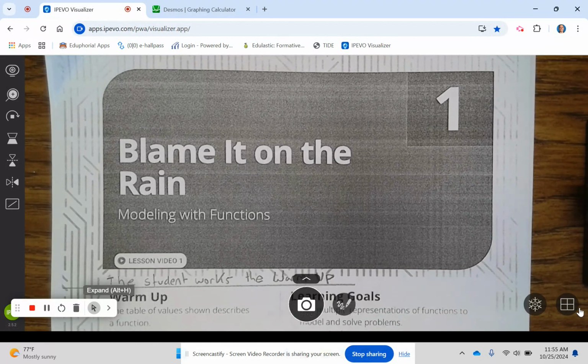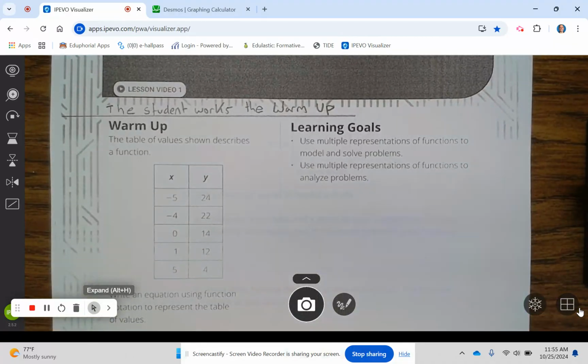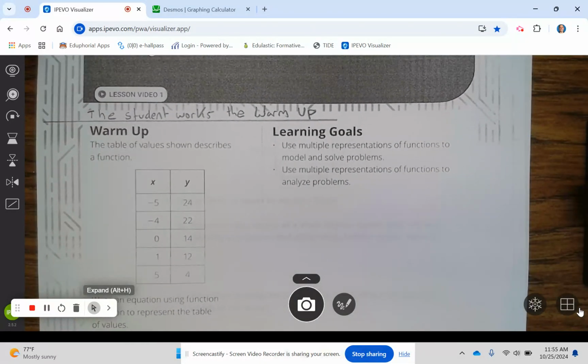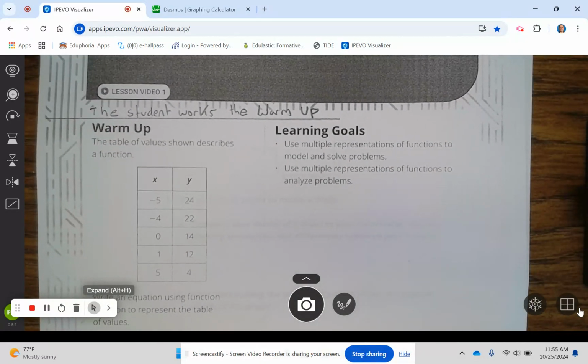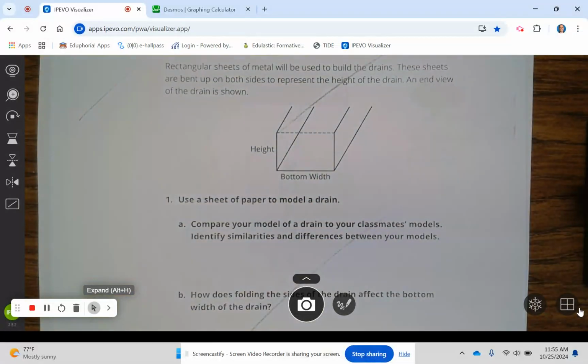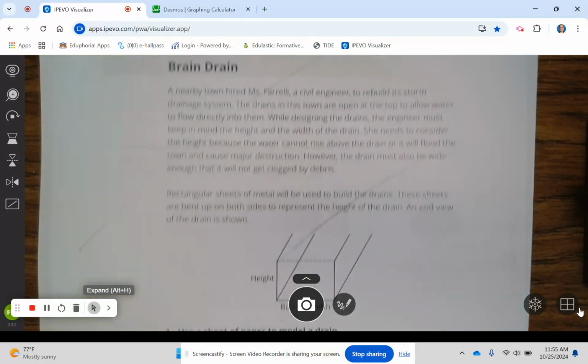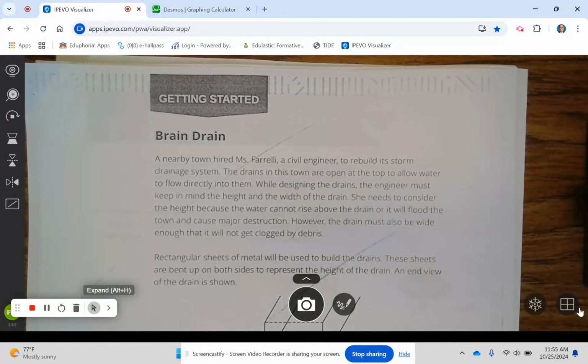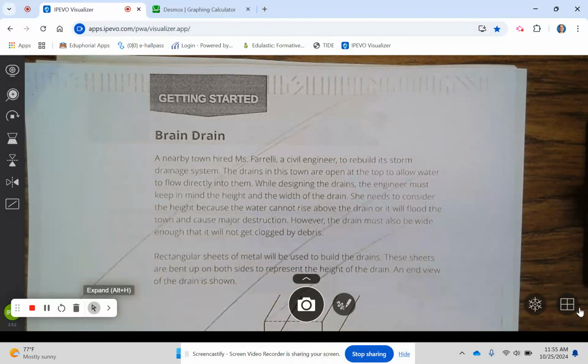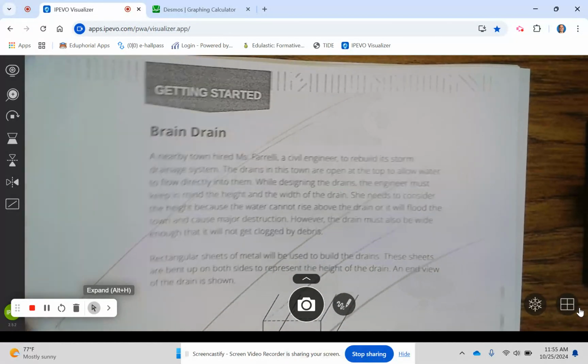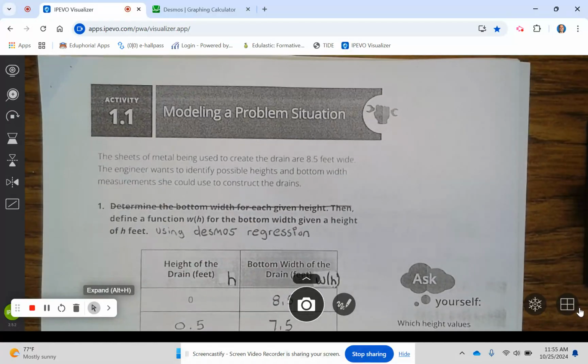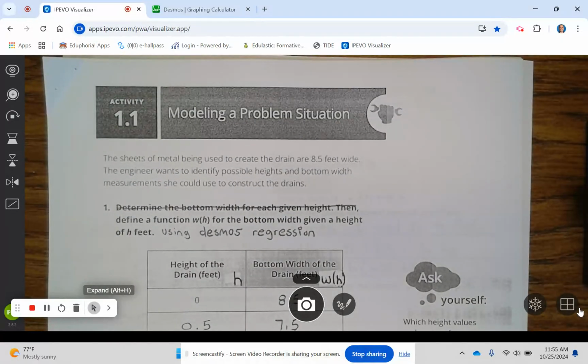Modeling with functions. The student works the warm-up. Right, let's take a look at the next page. All right. Go ahead and mark out this page. All right. 1.1, modeling a problem situation.